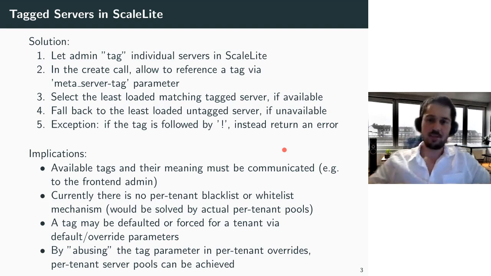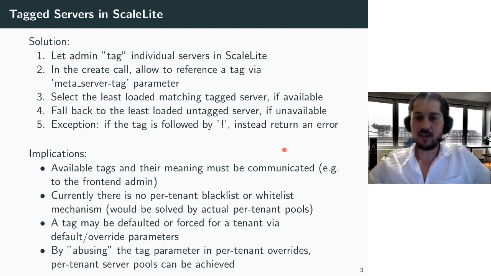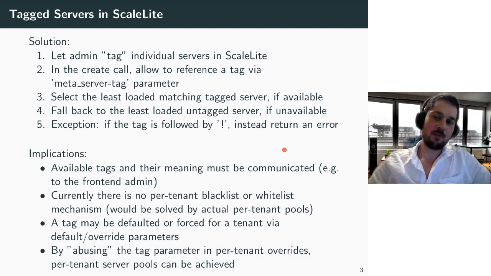So the idea is to let the admin tag individual servers in ScaleLite. And then in the create call, someone can reference the tag via a certain parameter, the meta server tag parameter. And then ScaleLite will select the least loaded matching tagged server, if any is available. If none is available, it will fall back to the untagged servers. Or if the tag is followed by an exclamation mark, it will instead return an error. So you can force the tag and say, I want to have an error if the tag is not available. I don't want to fall back.